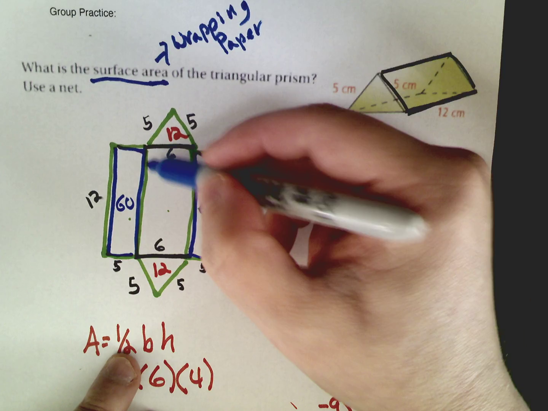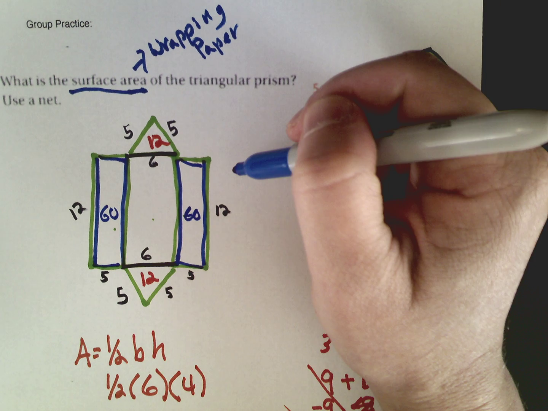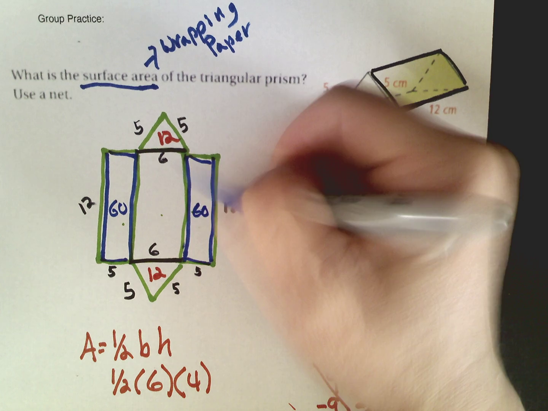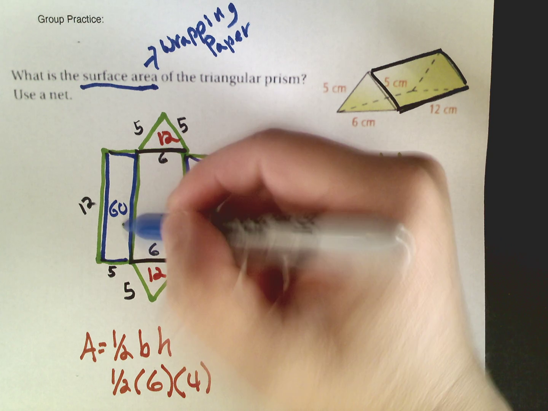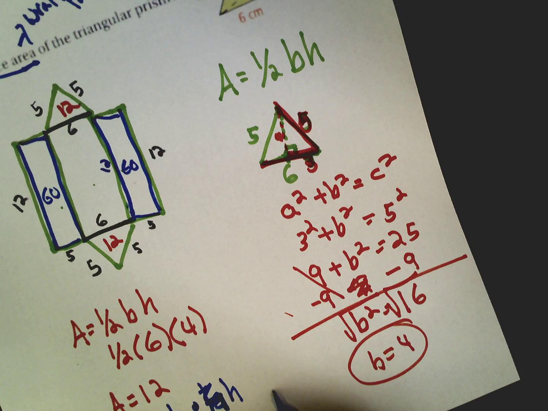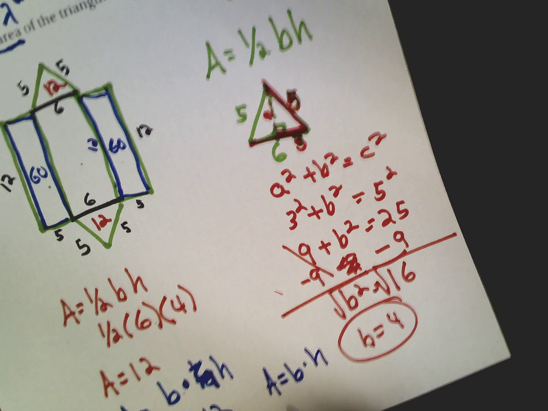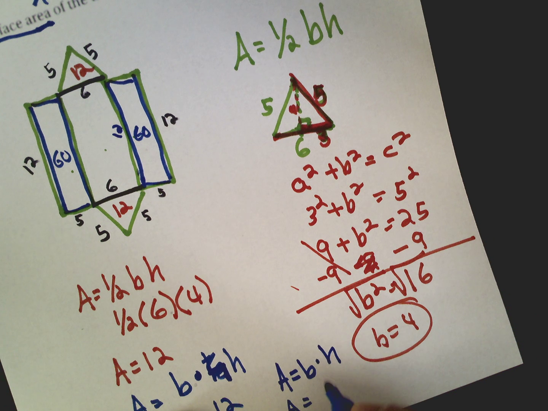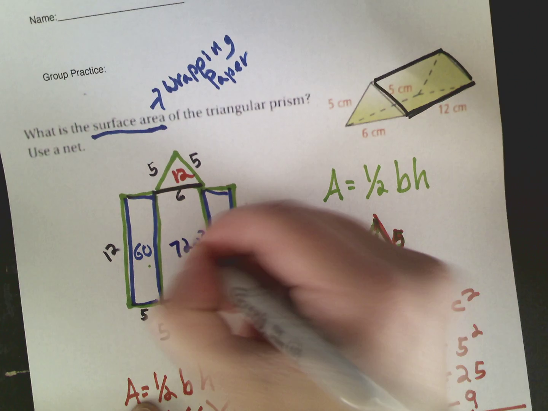I'm almost done. There's another rectangle in the middle. This one is different because from here to here, we already know is 12, and from here to here is 6. So instead of area equals base times height being 5 times 12, now I'm doing area equals base times height, 6 times 12, which is 72. Did that one in my head. So this middle guy here is 72.